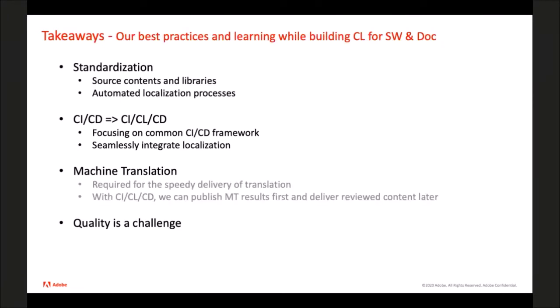And the third key point is machine translation. Machine translation is very helpful for us to shorten the turnaround time and make the delivery much faster. But there are some common challenges for both software and documentation at Adobe. For example, the machine translation engine itself needs to be trained with the right terminology and a huge amount of translation memory data. Also, for software, you need to work with your MT service provider to handle placeholders well. Additionally, you should do automation tests to make sure the MT results don't cause any functional issues, especially.